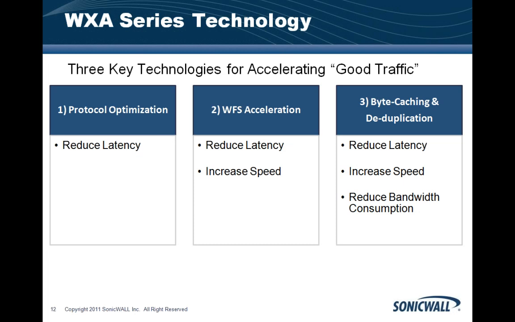And finally, byte caching and deduplication. In this case, we're actually creating a copy of the specific file, of the specific traffic that's going by. We're creating the information as an ID, and then we're adding that to the database on the WXA platforms. In which case, if we see the same data, we'll basically not send it across the tunnel or across the MPLS circuit. We'll only send that ID, and then that traffic will be reassembled on the other end. And so in this case, we're reducing the latency, improving speed, and also reducing the bandwidth consumption that's going to take place between these remote and branch offices.